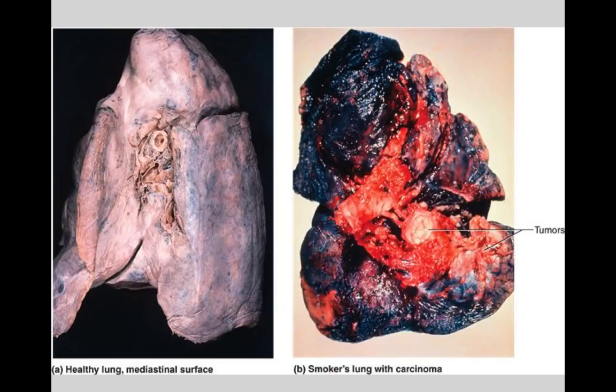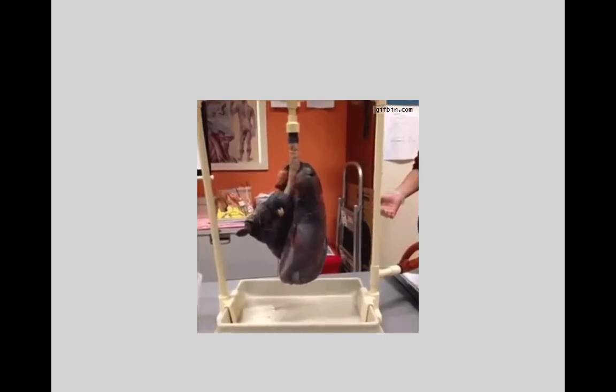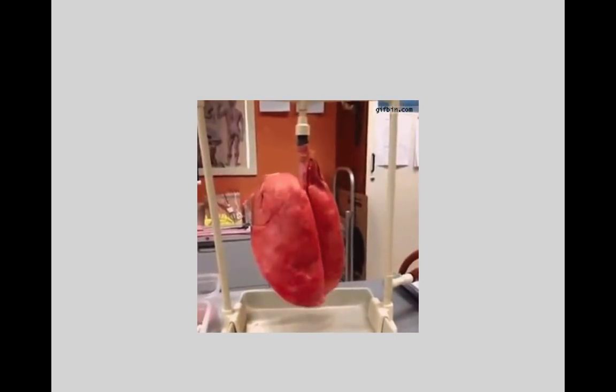Can you tell the difference? And one last video demonstrating the inflation of a smoker's and a non-smoker's lungs. Again, can you tell the difference?